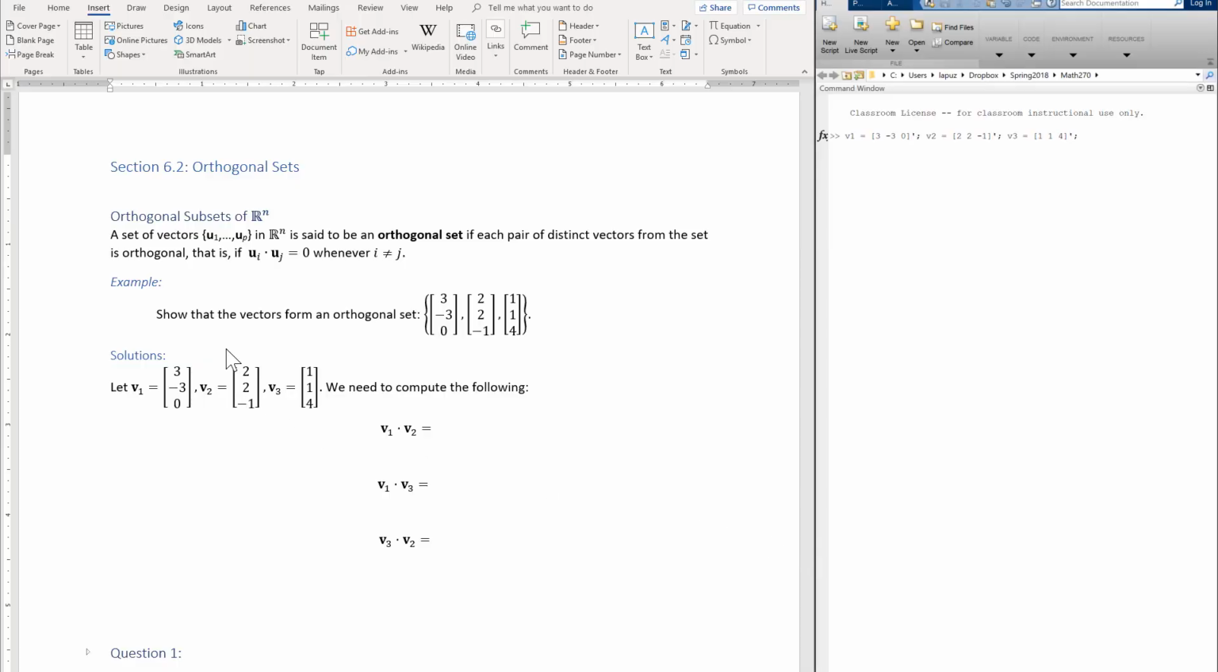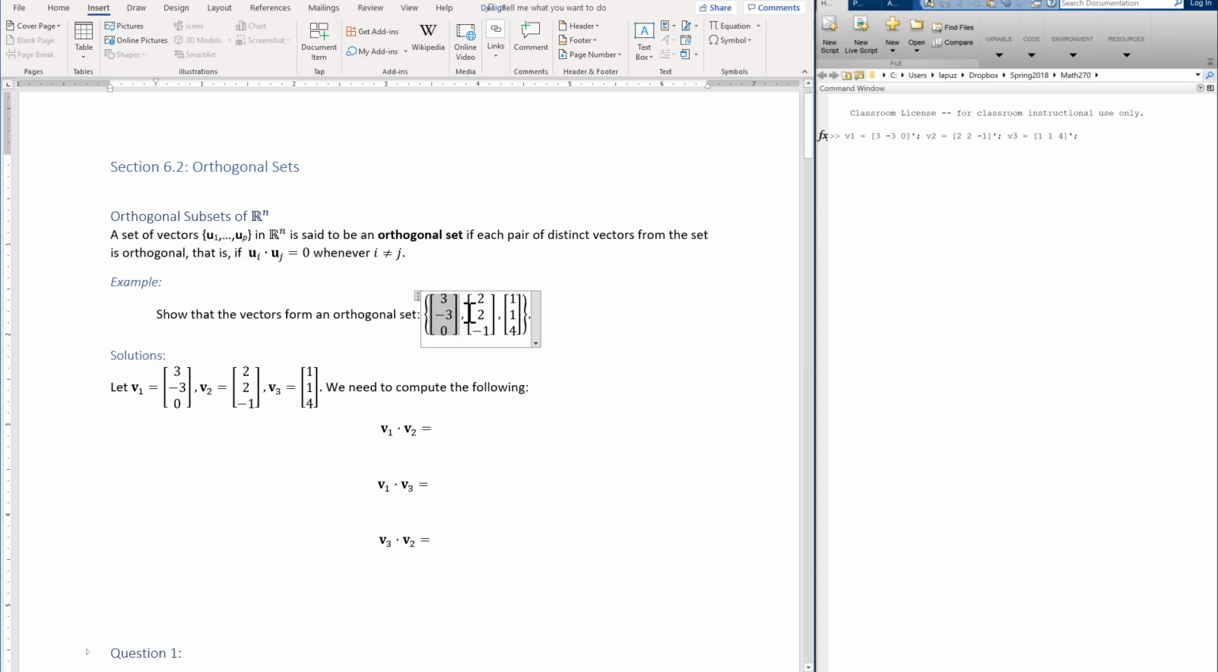Section 6.2, Orthogonal Sets. Let's start off with a definition here. A set of vectors u1 through up in Rn is said to be an orthogonal set if each pair of distinct vectors from the set is orthogonal. That is, if you take the dot product of them, you get 0 for any two vectors that are not the same vector. So let's do an example.